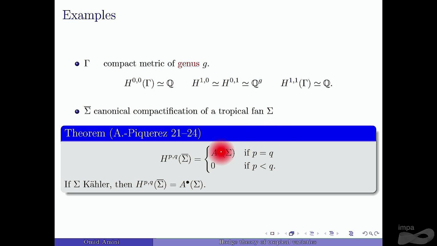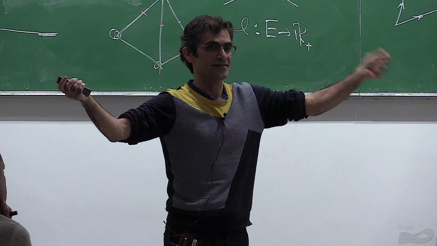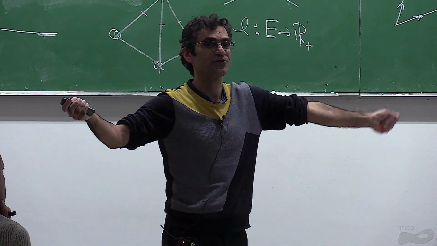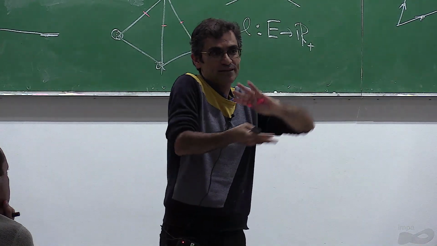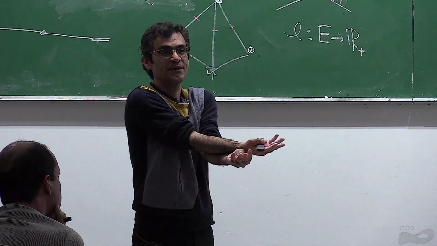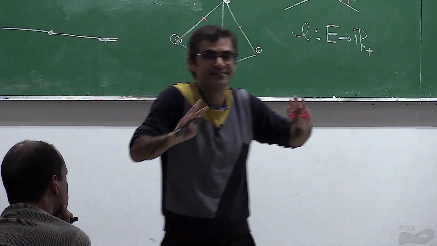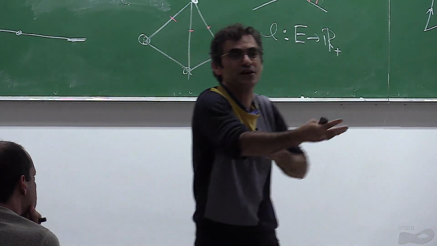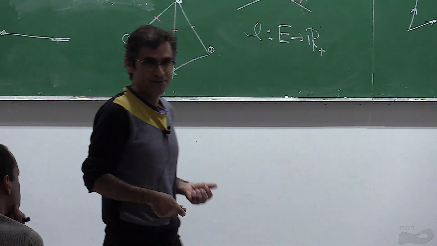So the second result is a computation of this HPQ for a compactification, one of these canonical compactifications, which makes the connection to the Chow ring. At the very beginning, I told you that the Chow ring of sigma was the cohomology ring of the corresponding toric variety. If you are working with a fan which is not complete, which doesn't cover the full space, there's no hope you can describe the Chow ring as the cohomology ring of some complex algebraic variety.